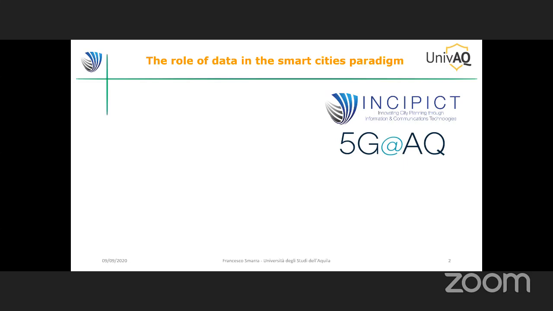Usually the systems we deal with in a smart city are complex systems, as for example buildings, and deriving a mathematical model of such systems to set up optimal control strategies using standard techniques is in general time consuming and prohibitive. So in the Incipict project, we focused our attention exactly on this kind of systems.